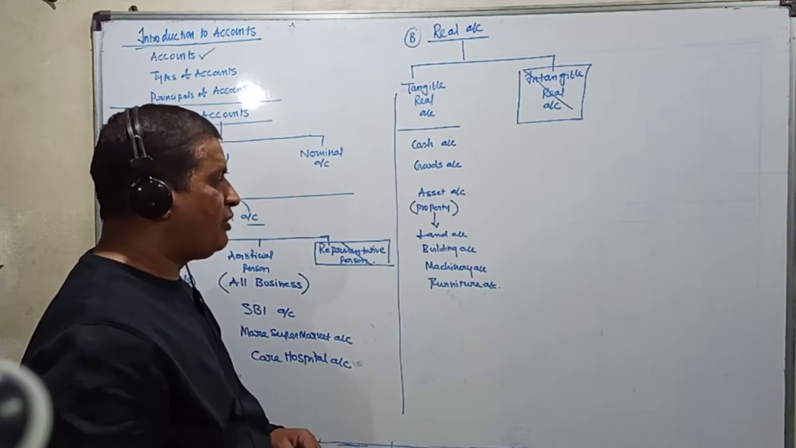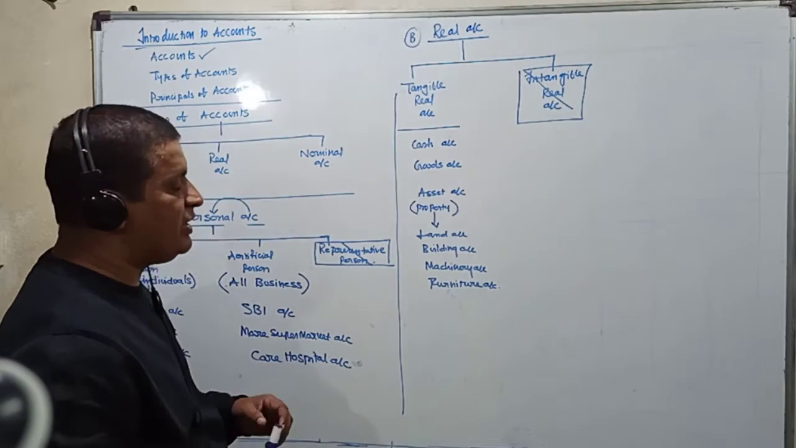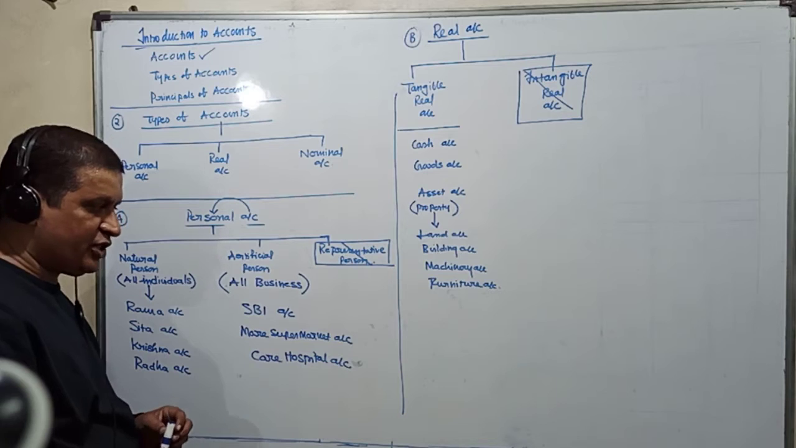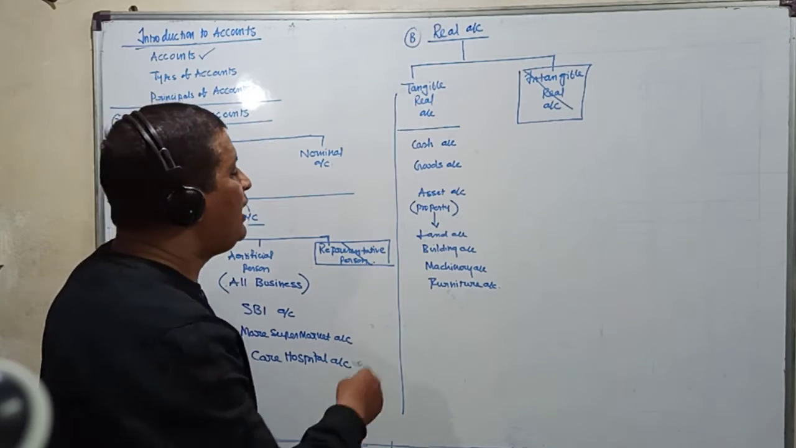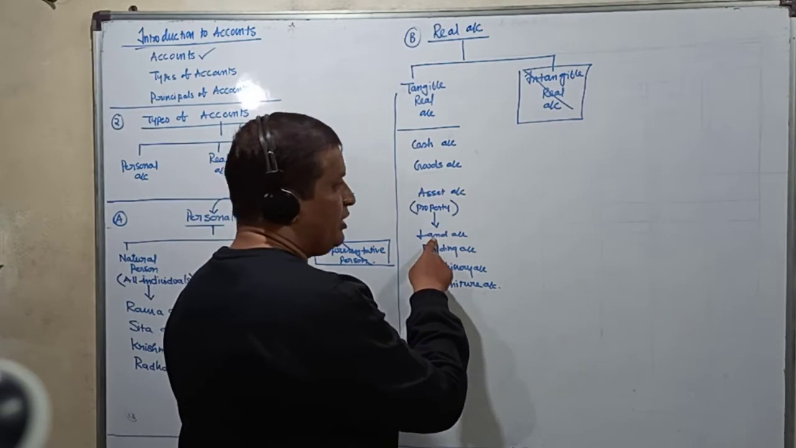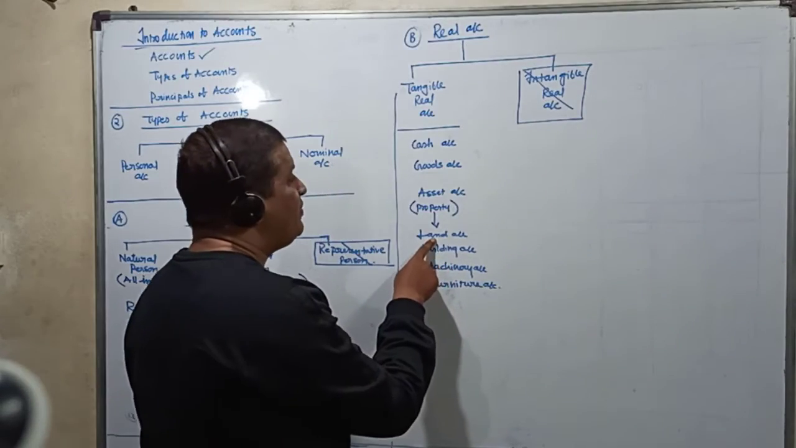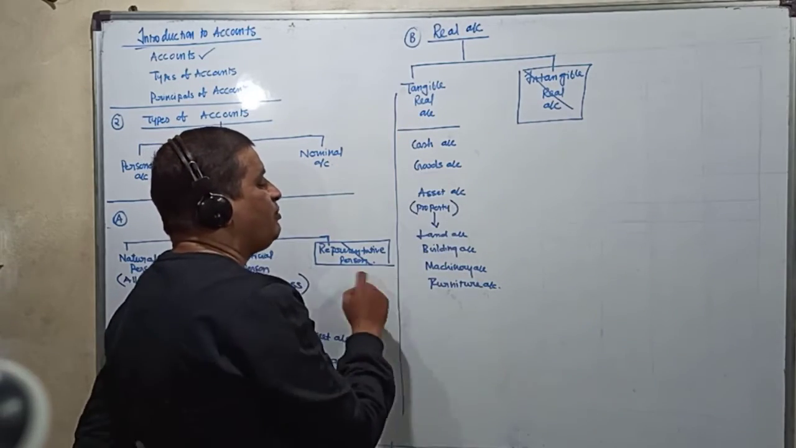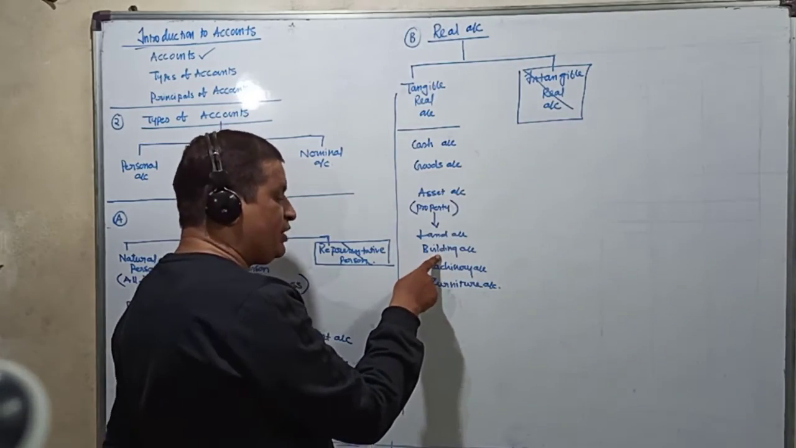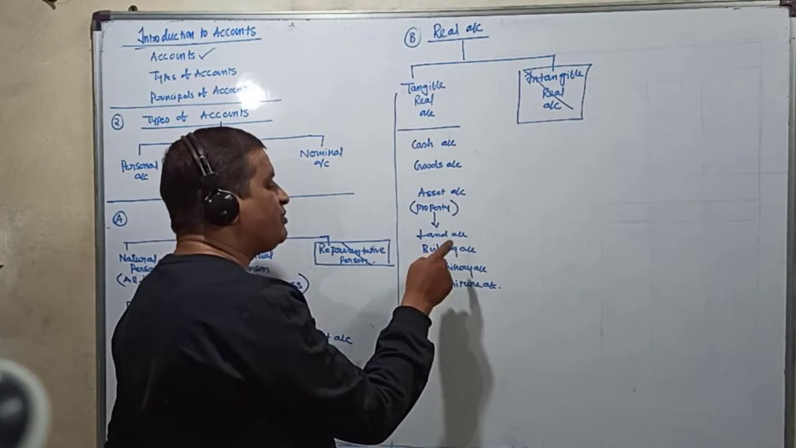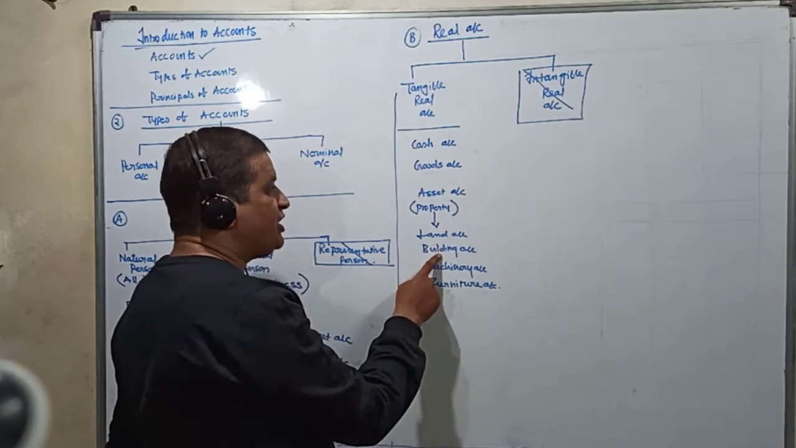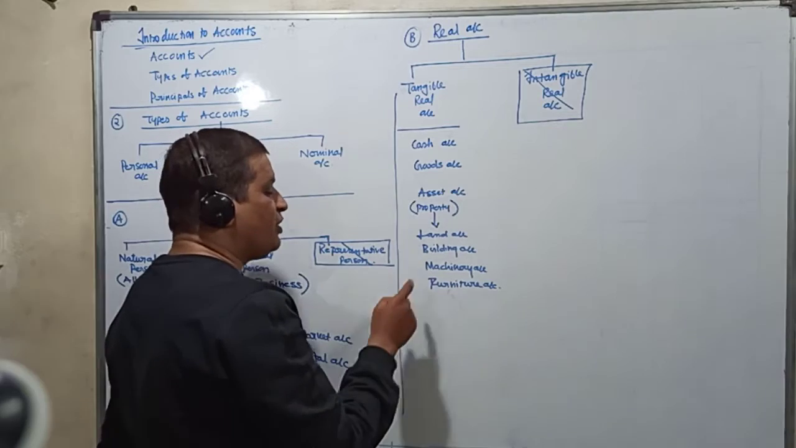Assets are nothing but properties of the business, and examples are land, building, machinery, and furniture. Land, can you see land? Yes. Can you touch it? Yes. So it's a real account. Building, can you see a building? Yes. Can you touch a building? Yes. So this account is representing building. Building can be seen and touched, therefore building is a real account.